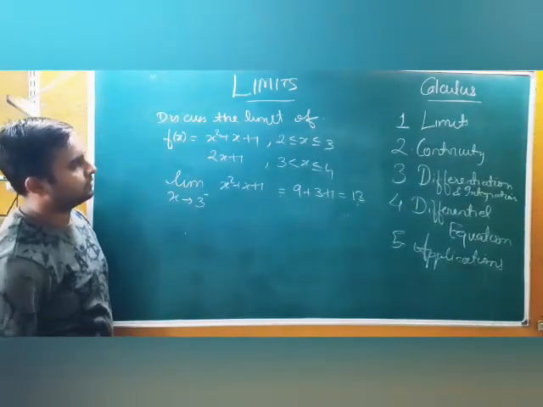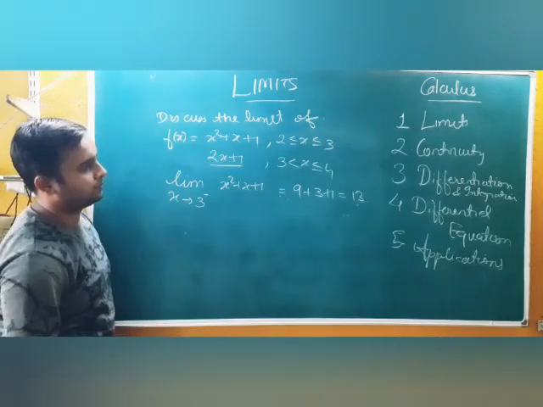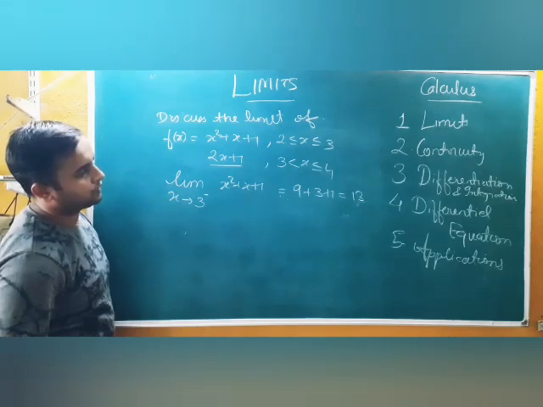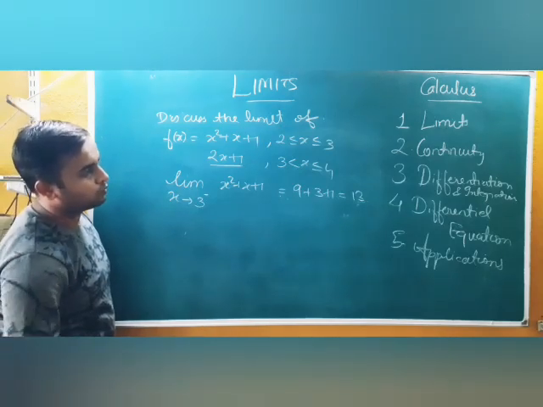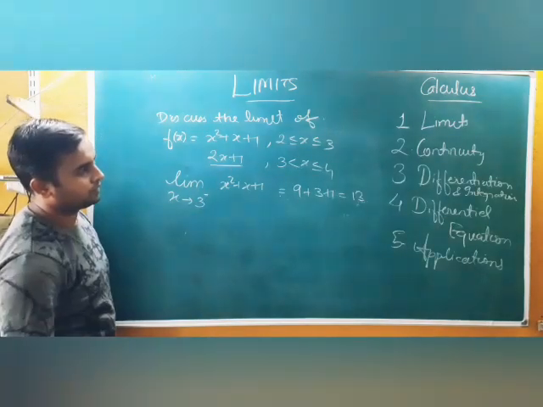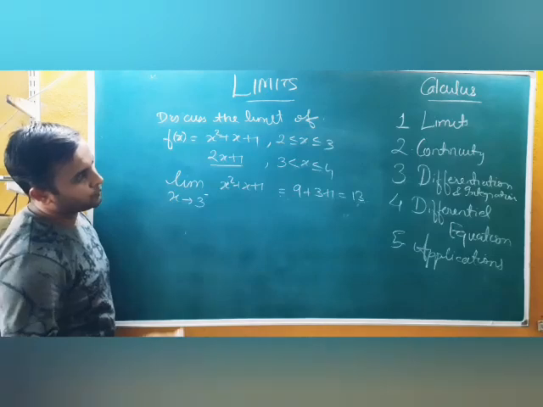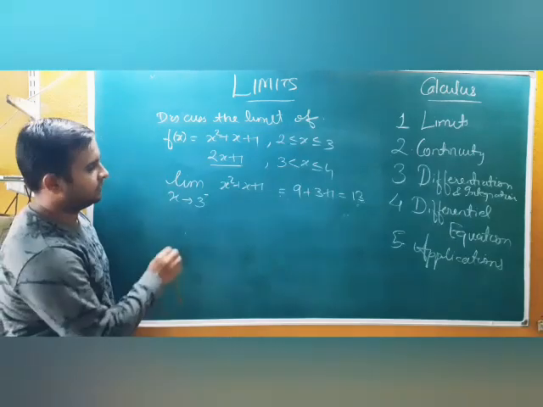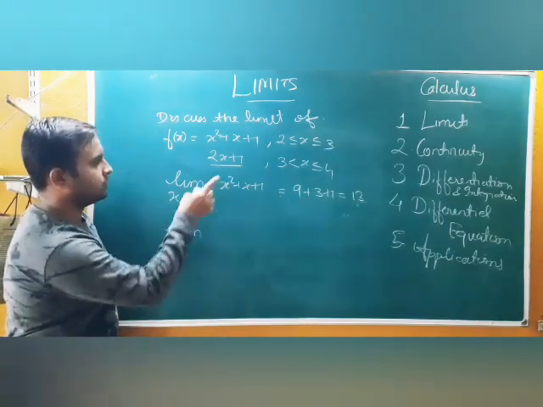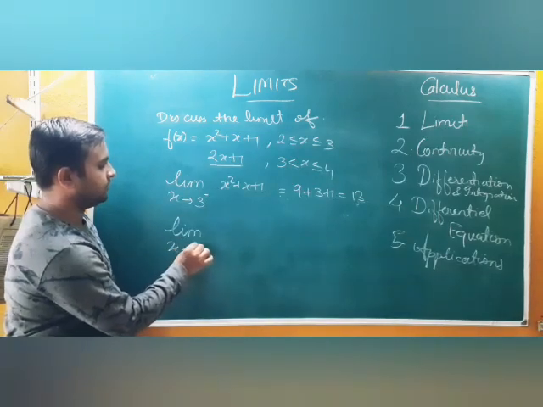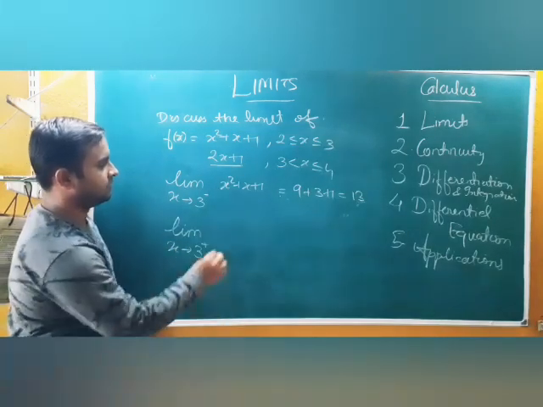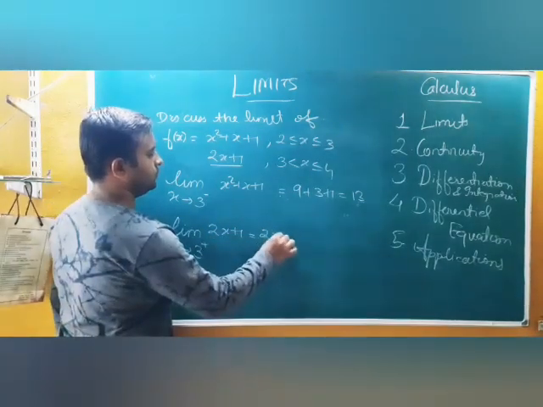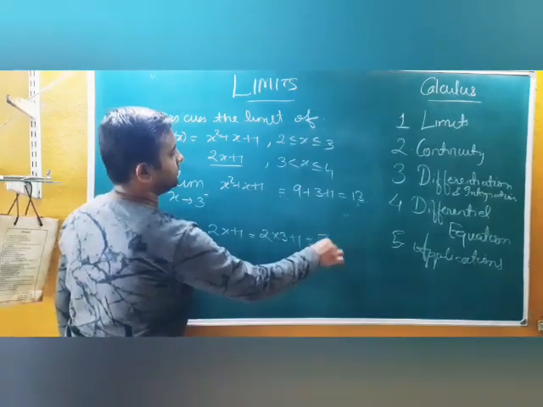Now let's look at the function 2x plus 1. So if you look at the domain, the value lies between 3 and 4, excluding 3 and including 4. That means the value of x is approaching towards 3 from the right hand side because 4 is greater than 3. Right? So let's approach the value from the right hand side. So this will be 3 plus 2x plus 1. Let's put the value. 2 into 3 plus 1, which is 7.